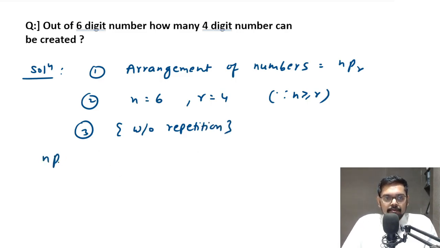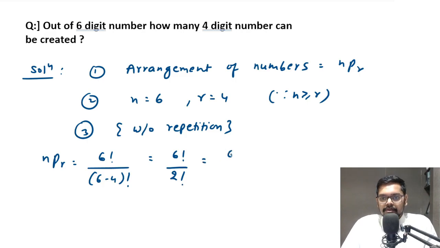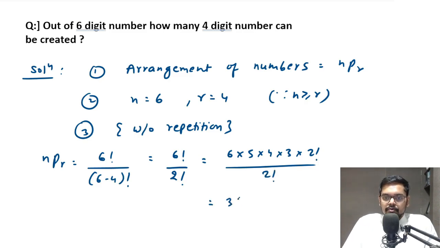then nPr is equal to n factorial divided by n minus r factorial, which is 6 factorial divided by 2 factorial, which can be written as 6 into 5 into 4 into 3 into 2 factorial divided by 2 factorial, and the answer comes out to be 360. Yes, that is the final answer. I hope you got the idea about the permutation.